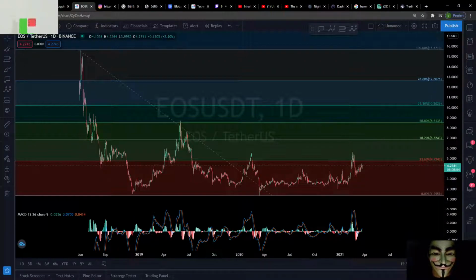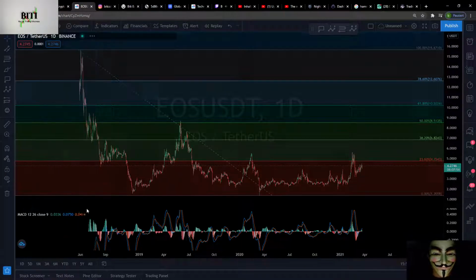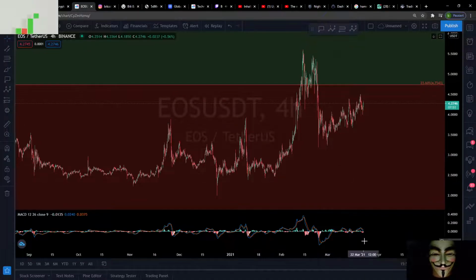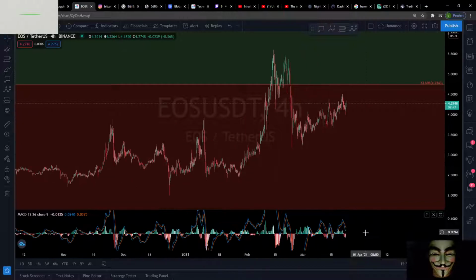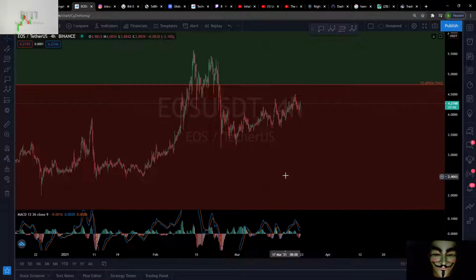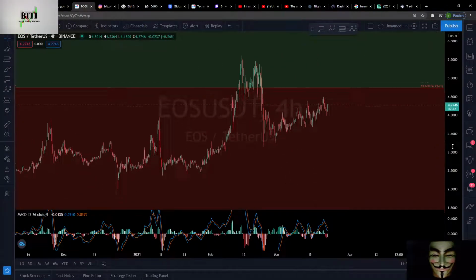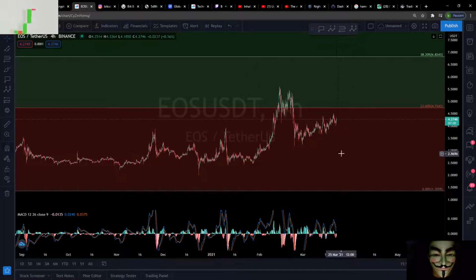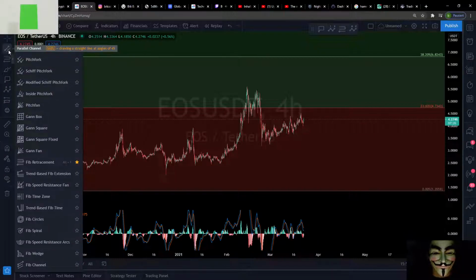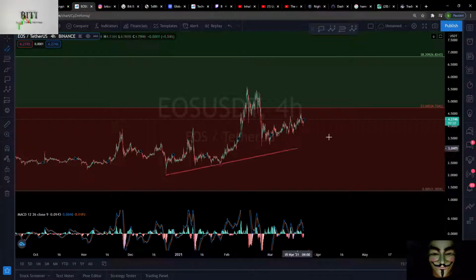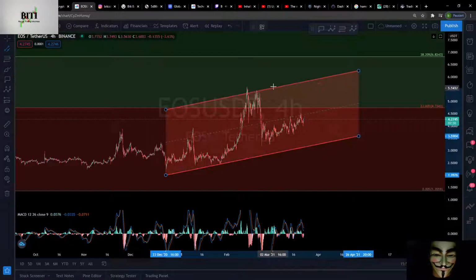Now we are watching the 4-hour chart. This is the 4-hour chart, and on the 4-hour chart we have a bearish MACD. You can see the blue line is under the brown line, and that's a bearish thing. In the 4-hour chart we have a nice uptrend channel. We can draw it from the downside on this point over this point to the upside, like this.